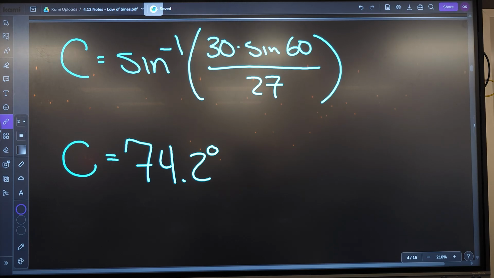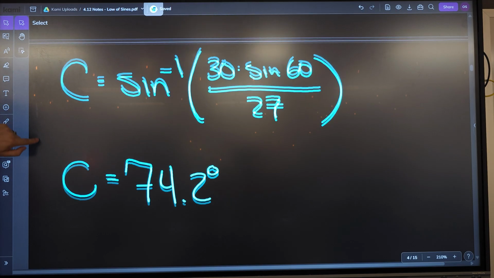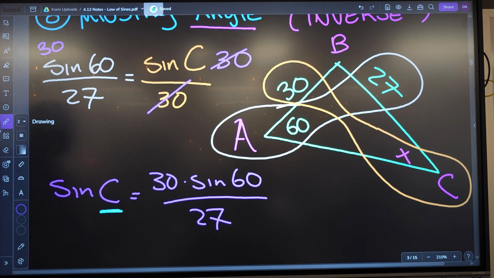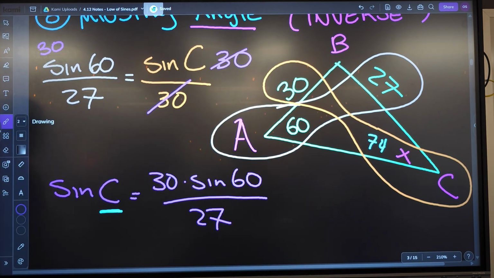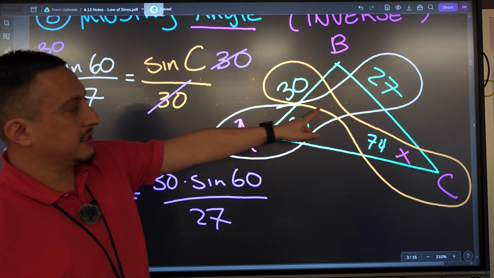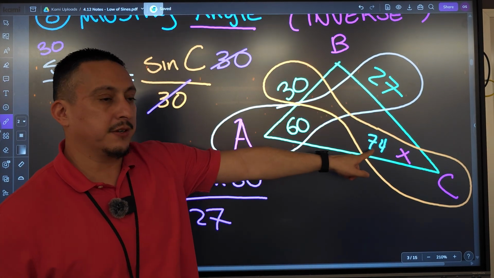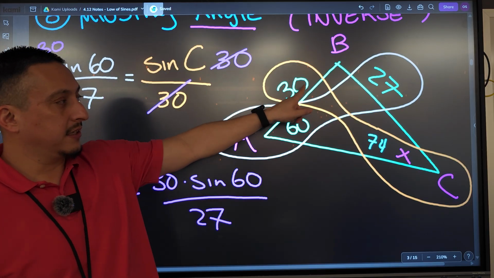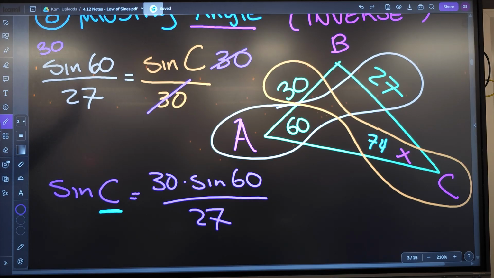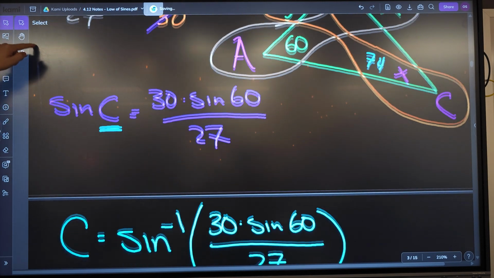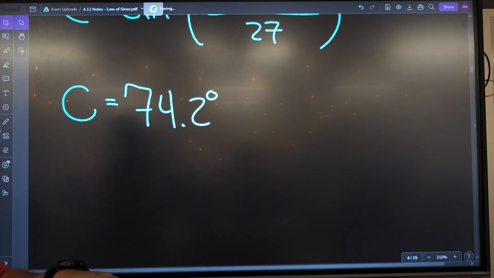Okay, remember for an angle, you need inverse. We analyze 74, make sure it makes sense. Does it make sense that this is 74? And it does make sense because if the angle 60 goes with 27, then 74 needs to go with the bigger number. And it does. Okay, so it makes sense. Does that make sense, guys, when checking? Like what I'm saying, like bigger angles go with bigger sides. Yeah, okay. Everybody good? Okay, let me let you try one of these.